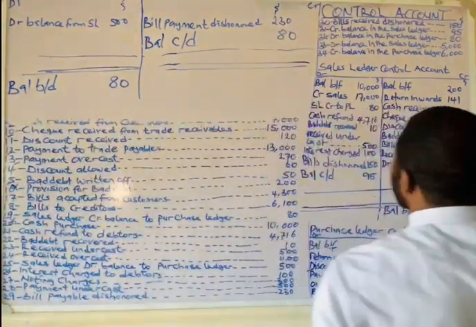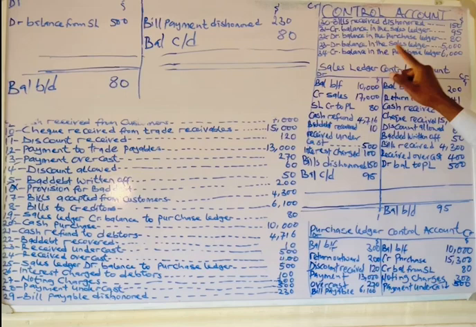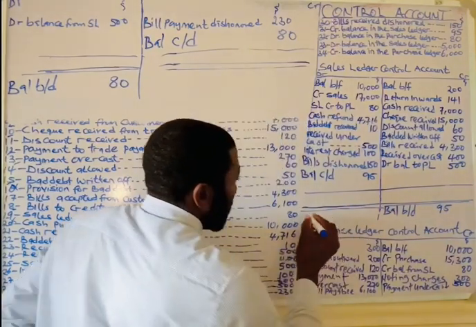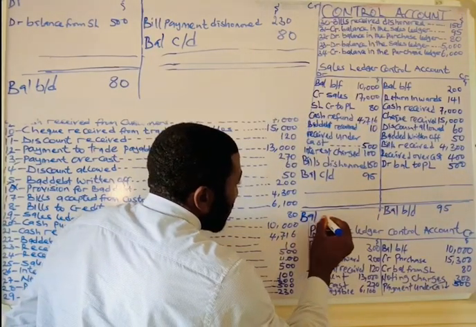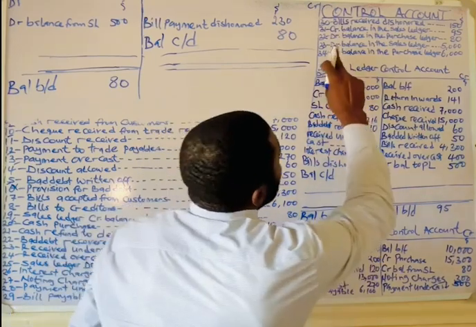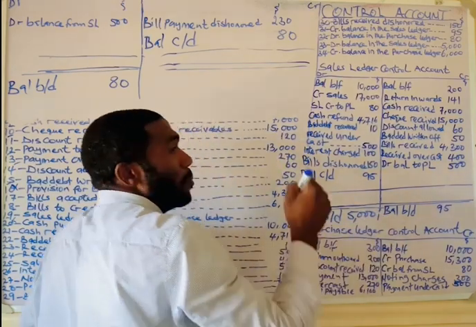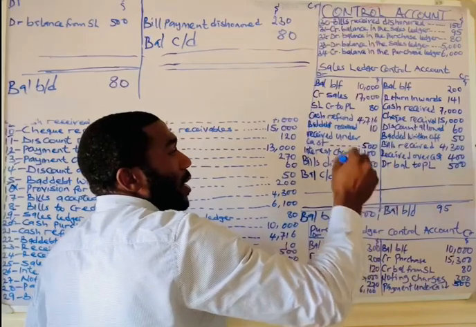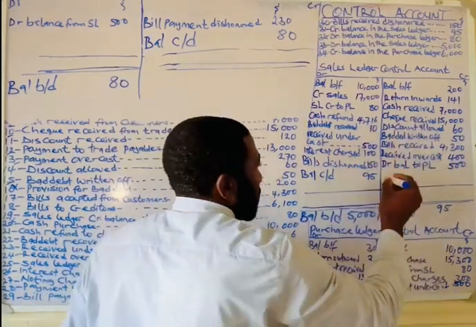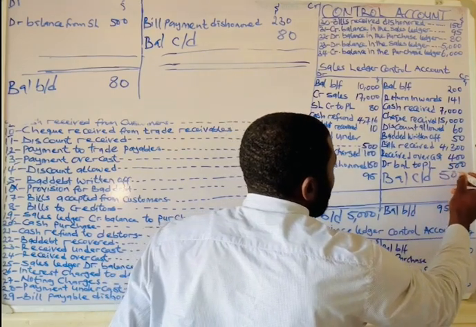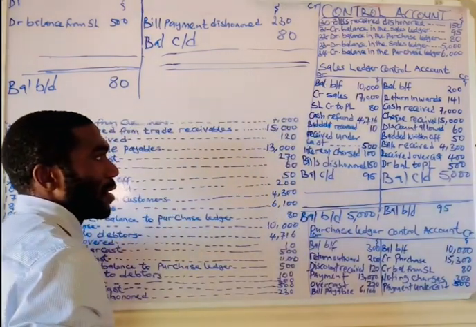Then you go to the next transaction, debit balance in the sales ledger, $5,000. You go to your sales ledger control account. This is the debit side of the account. It's a debit balance, balance BD of debit balance $5,000. Then it is a must that the credit side will carry the balance carried down. So balance CD of $5,000. That is all about the balancing.